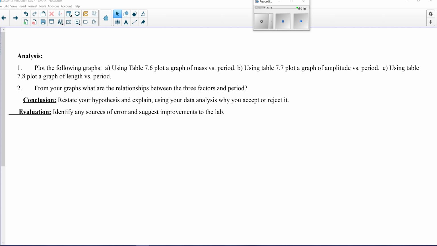And then conclusion and evaluation, same as always. Okay, list your sources of error, how they affected the experiment, what we could do to fix them. And then conclusion, copy paste your hypothesis, explain why you accept or reject. Okay, just so we don't run out of time here. Okay. All right.